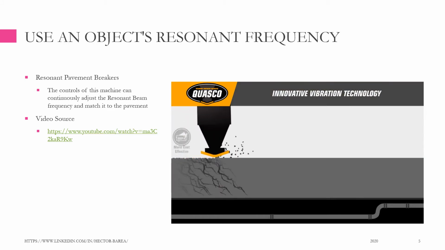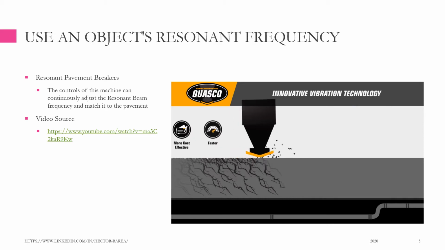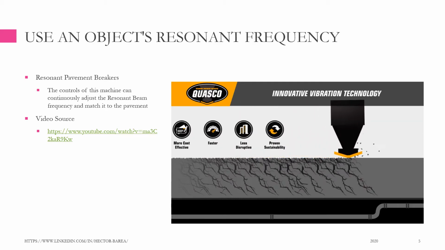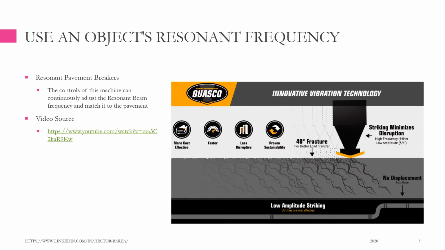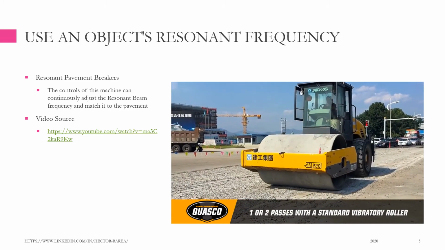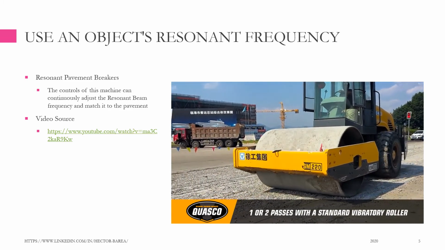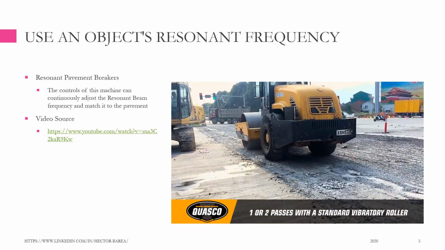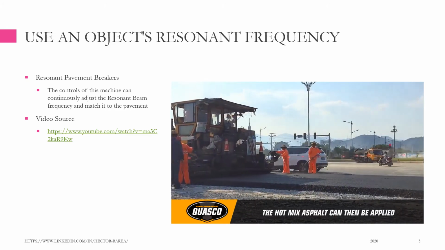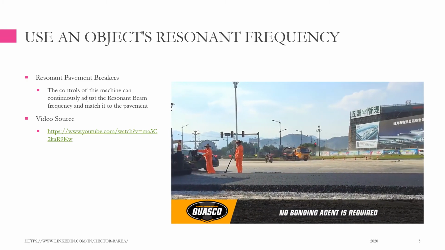Plus, the Quasco rubblizer fractures the concrete at a 40-degree angle, which creates an interlocking base material that maintains 90% of the strength of unbroken concrete and eliminates reflective cracking. Once rubblized, 1 or 2 passes over the fractured concrete with a standard vibratory roller is all that is needed to compact the new interlock base material. From here, the hot mix asphalt can be applied. No bonding agent is required.